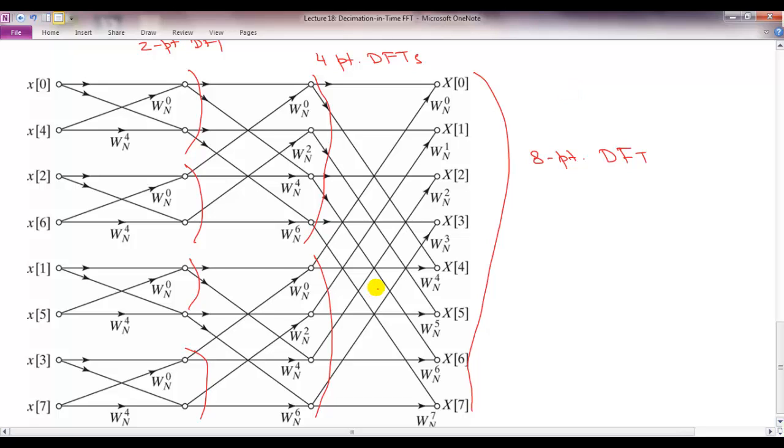So we'll do the computation of what is the eventual cost of this operation, because we never actually end up computing the DFT explicitly. At every stage, we are only doing simple multiplications with Wn to some power and additions. That's it.